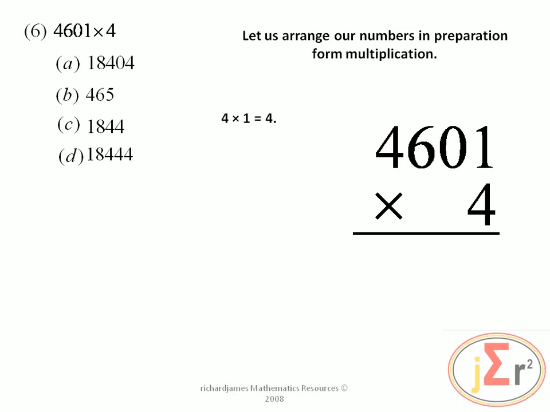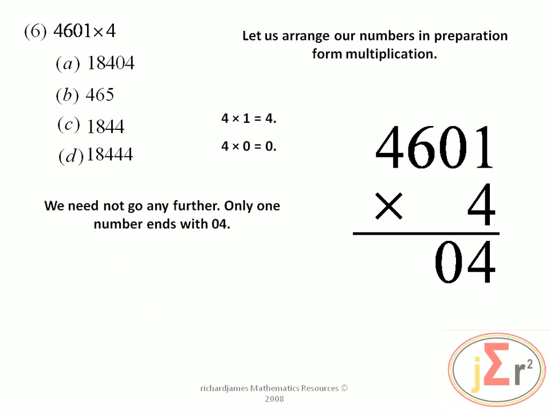So we say 4 multiplied by 1 is equal to 4. Then we say 4 multiplied by 0 is equal to 0. Okay. So quick. We're at our answer already. We need not go any further. Only one number ends with 04. And this is the one that ends with 04. Good. So because only one number ends with 04, we are sure that that one represents our answer. The correct answer is option A.